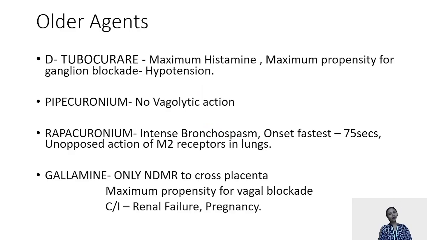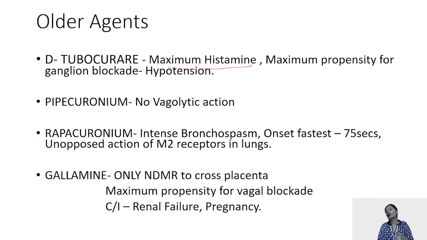Coming to certain part of the history, D-tubocurarine. D-tubocurarine, the very first agent to be introduced. The two important things about it that you all have to remember: it leads to the maximum increase of histamine, and secondly, it is the only drug that can lead to ganglion block. The ganglion block was seen with D-tubocurarine, leading to hypotension. The reason for hypotension using this was ganglion block.